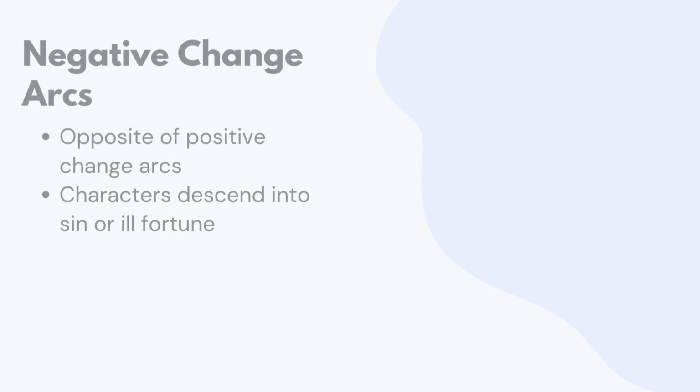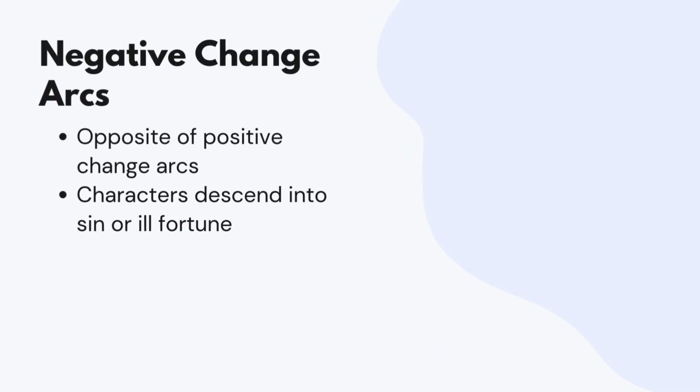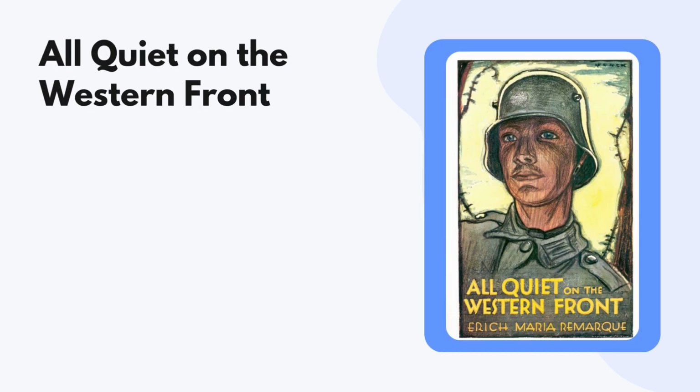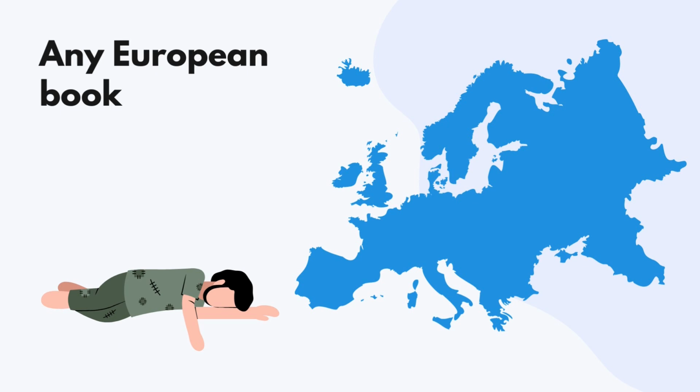Negative change arcs are then the reverse, with a character descending into sin or ill fortune. These are the types of characters who lose money, or stop realizing how awesome war is, or who die. All Quiet on the Western Front's Paul Baumer, or really any European book, fit this category.